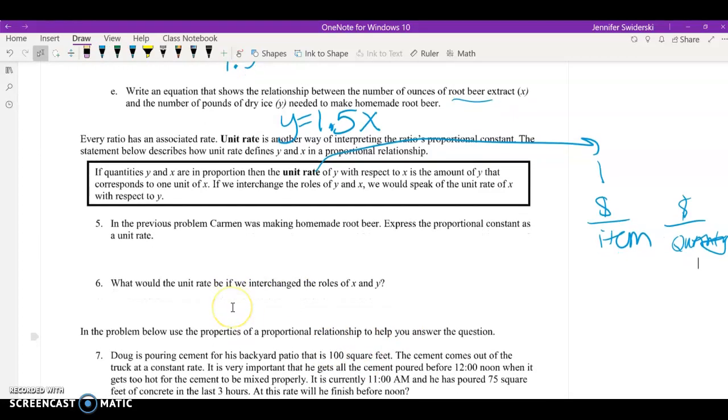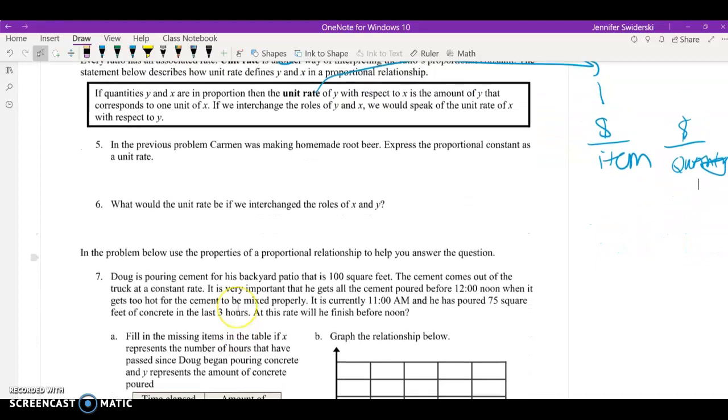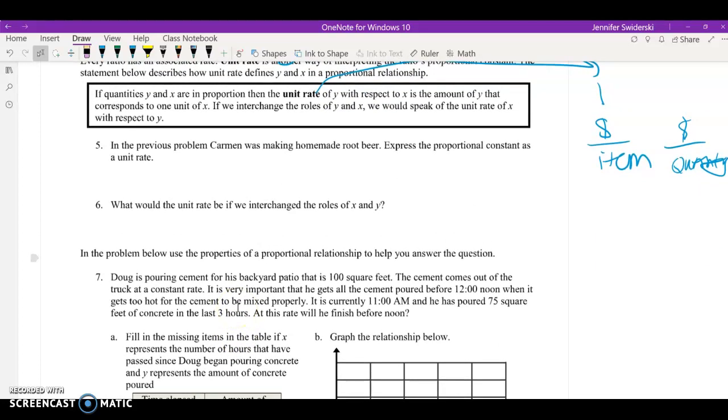So in the previous problem, Carmen was making homemade root beer. It says express the proportional constant as a unit rate. Well, for us, we knew it would be 12 over 8, okay, which would then become, if I'm trying to get how much is in 1, I divide 12 divided by 8, I get 1.5.